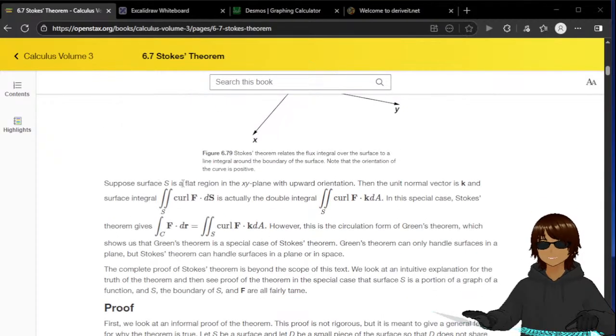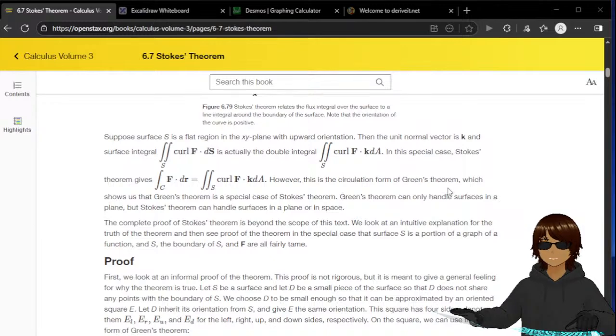Suppose surface S is a flat region in the xy plane with upward orientation. Then the unit normal vector is k and the surface integral is curl F dot dS. This surface integral is actually the double integral of curl F dot k dA. In this special case, Stokes' theorem gives the integral of F dot dr equal to the double integral of curl F dot k dA. However, this is the circulation form of Green's theorem. It shows us that Green's theorem is a special case of Stokes' theorem.